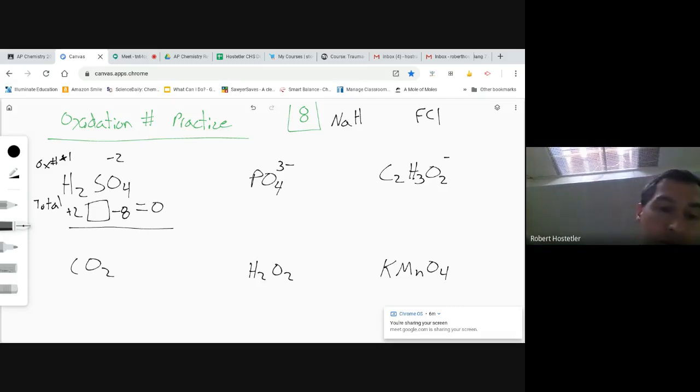So to make that work, sulfur has to be 6. And so it's going to be +6. And once we get the totals, we really don't care about them anymore. We're just looking at oxidation number and how it might change.